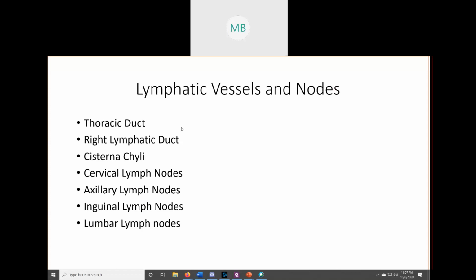So the first set of things we need to know is the lymphatic vessels and the lymph nodes. So that paragraph on y'all's lab list are the 3 main ducts, D-U-C-T, the 3 main ductworks that feed into the biggest parts of your lymphatic system, and what your groups of lymph nodes are called.